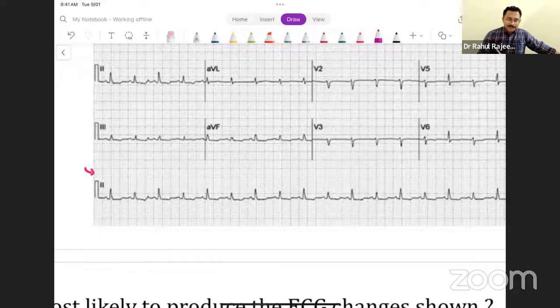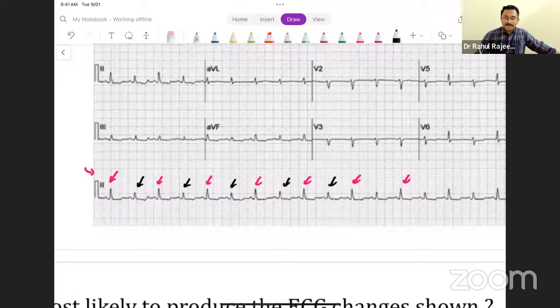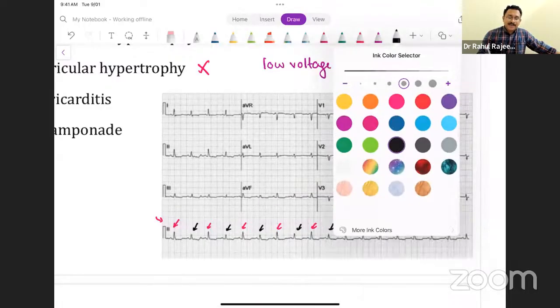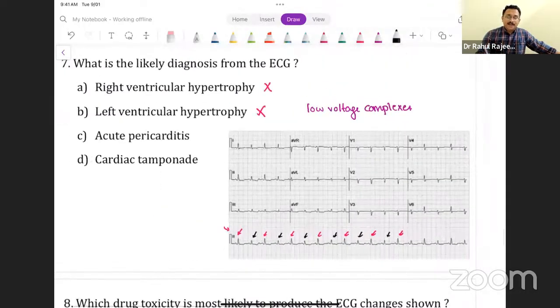Now, what is this pattern? Whatever I am pointing with the red arrows, they are all relatively high voltage complexes. Yes, I know overall it is low voltage, but they are relatively high voltage complexes. And what I'm pointing to by the black arrows are relatively smaller voltage complexes. So in the overall low voltage complex, you are having a relatively high voltage followed by relatively low voltage, high voltage, low voltage, high voltage, low voltage. So this is a pattern. And in your exam, it's about identifying the pattern.